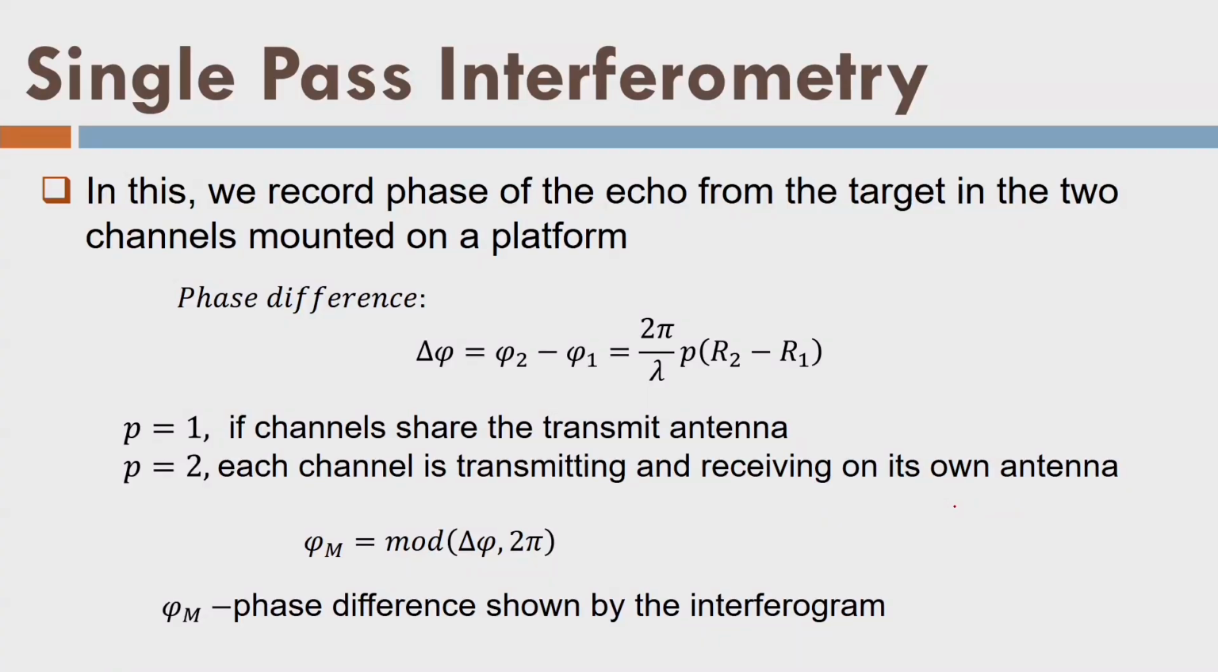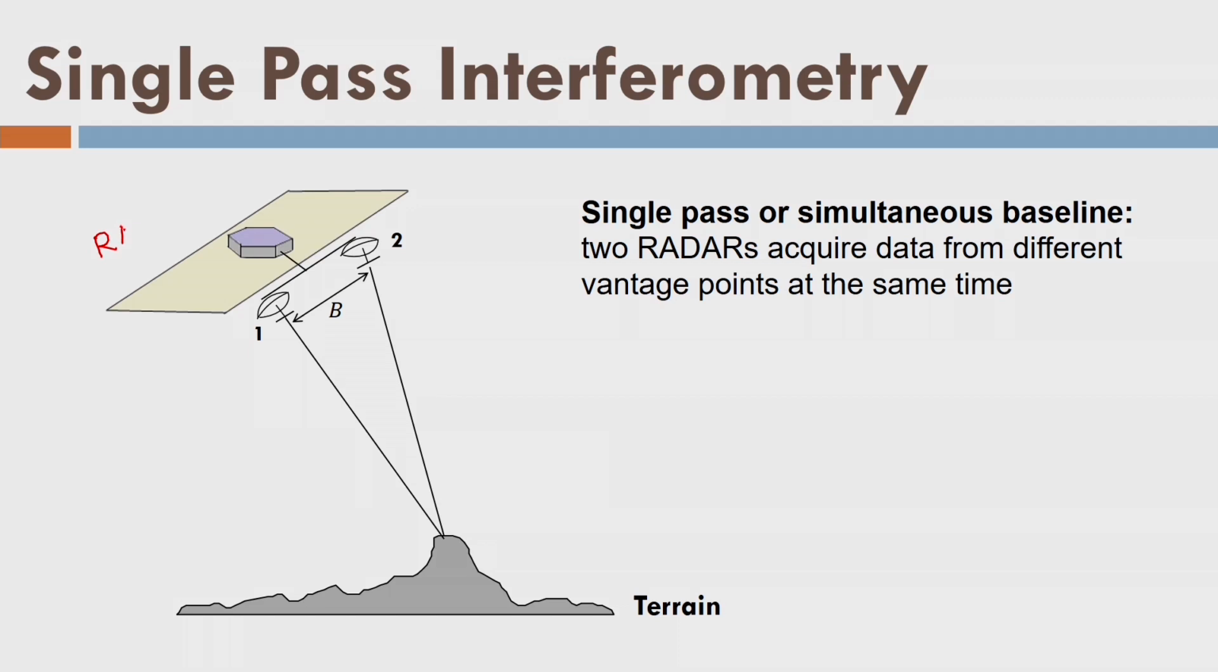Now consider the single pass interferometry logic here. We record the phase of the echo from the target, that is the terrain point, in 2 channels mounted on a platform. This is a radar sensor where I am using one transmitter, but there are 2 receiver antennas, 1 and 2. The difference between the 2 receiver antennas is called the baseline or spatial baseline. This is a point on the terrain surface.